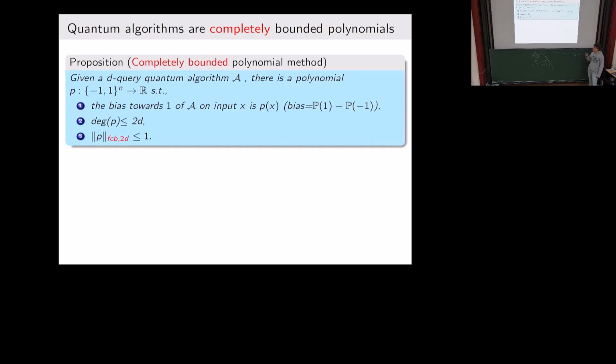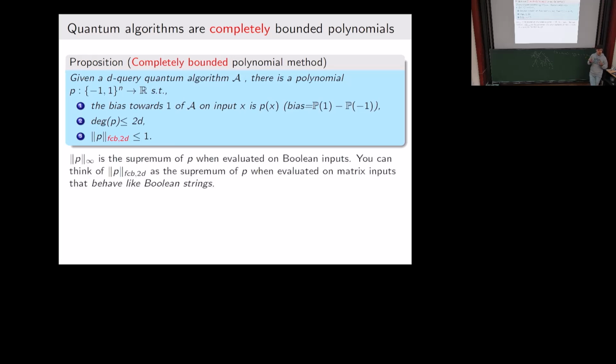And we know that if we change the infinity norm by the Fourier completely bounded 2D norm, which I'm going to introduce in the second part of the talk, then we have a tight characterization, meaning that every polynomial of this kind comes from a quantum query algorithm, and every quantum query algorithm gives you a polynomial of this kind. So these are the class of polynomials that we should care about.